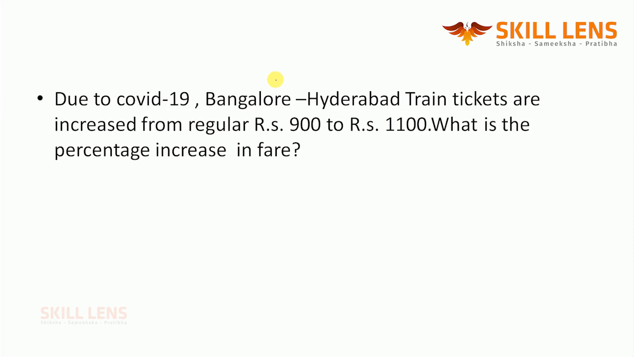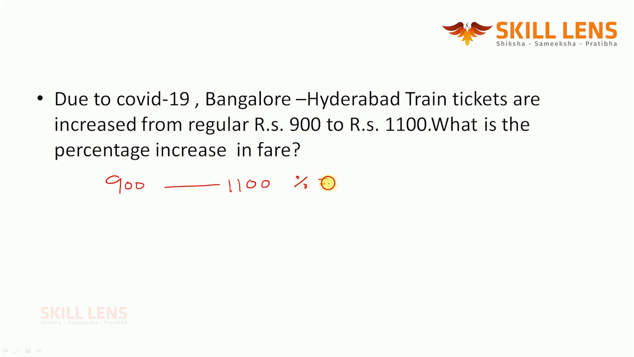Interesting example. Due to COVID-19, Bangalore to Hyderabad train tickets are increased from regular 900 rupees to 1100 rupees. So what is the percentage increase in fare? Very simple. What is the initial value? 900. What is the final value? 1100. Whatever the question is, your concentration is very simple.